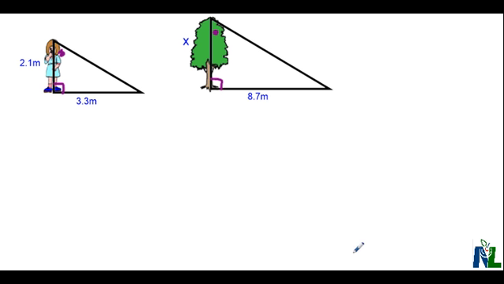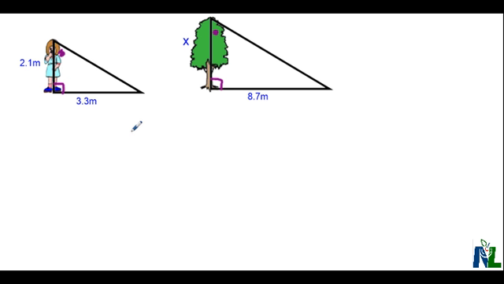So now that we have that sorted out, we can go ahead and put in our measurements. So we know that Tina is 2.1 meters tall, and her shadow was 3.3 meters. The tree, we don't know how tall it is. We'd like to know, so we'll call that X, and its shadow was 8.7 meters. So now we're all set up, and we can go ahead and start to solve our problem.